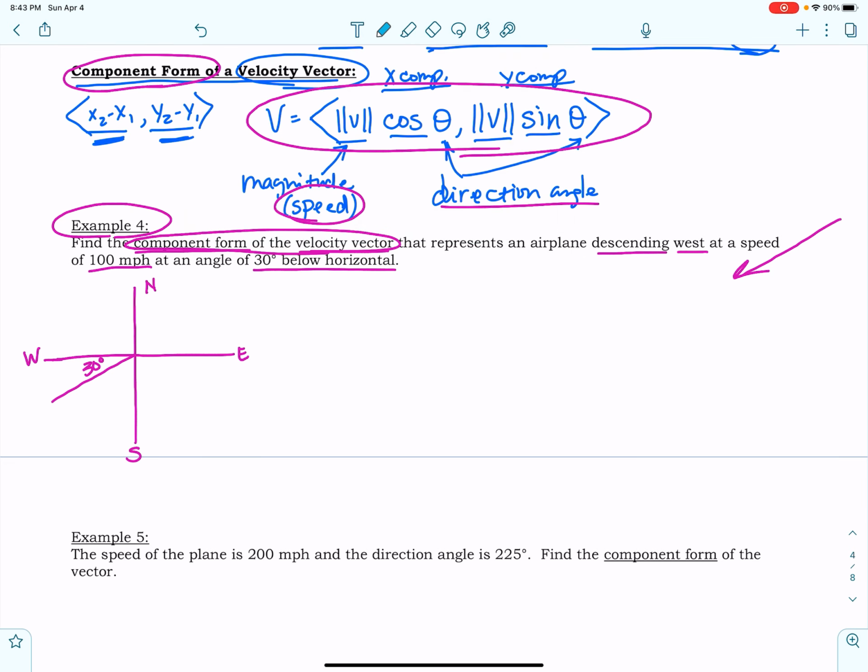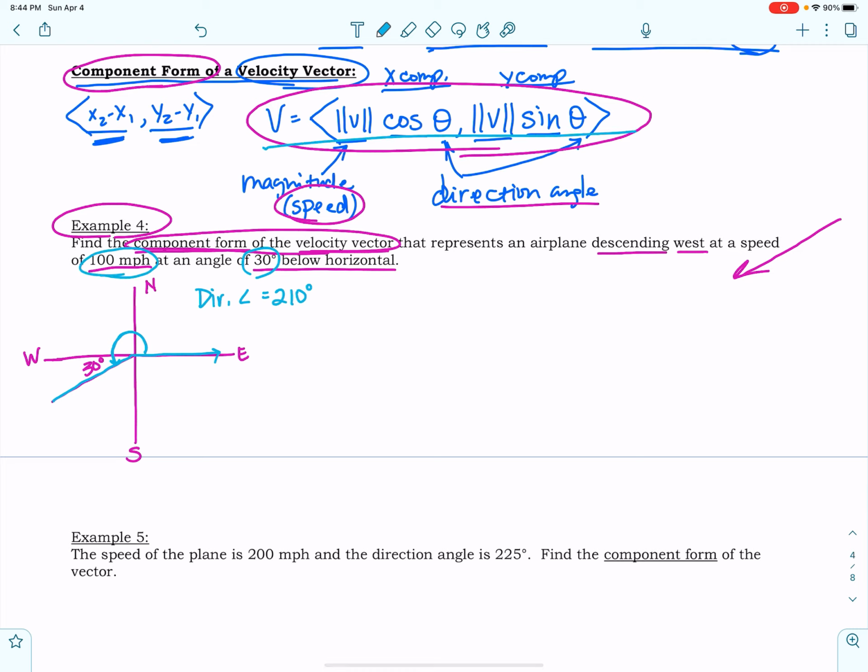All right, so remember how we find the direction angle. We start at the positive x, we move counterclockwise to the vector. I didn't have to calculate the reference angle because I was given the reference angle already. So the direction angle is 180 degrees plus 30 degrees. So the direction angle is 210 degrees.